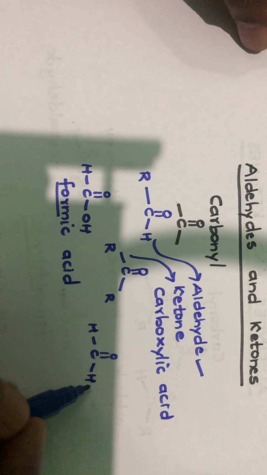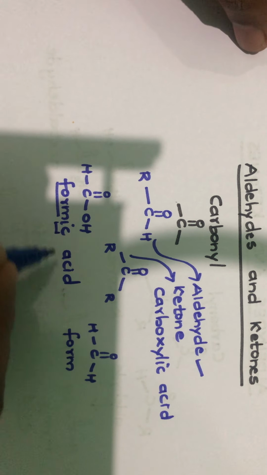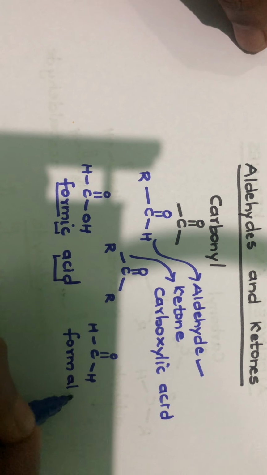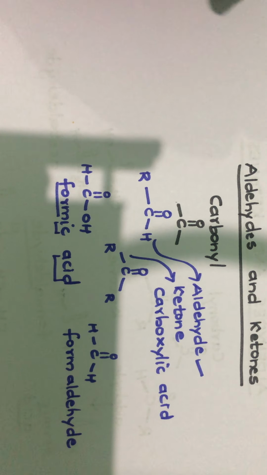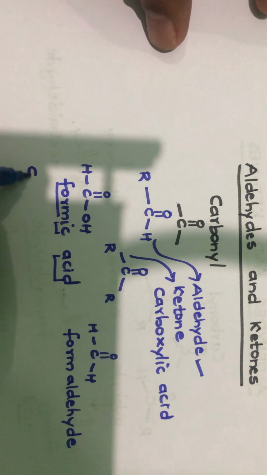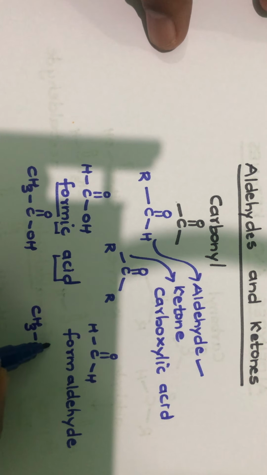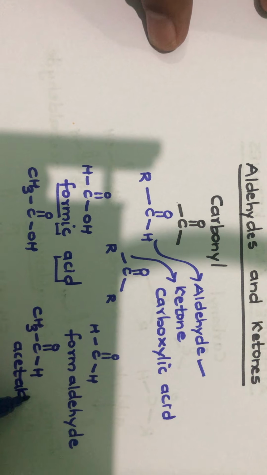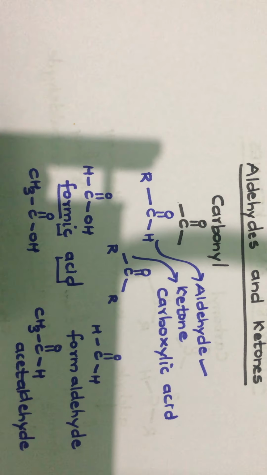Now, here the name is derived from the acid. The terminal ic acid is replaced by aldehyde. Formic acid gives formaldehyde. For example, this is acetic acid. This is referred to as acetaldehyde. In acetic acid, the terminal ic acid is replaced by aldehyde.